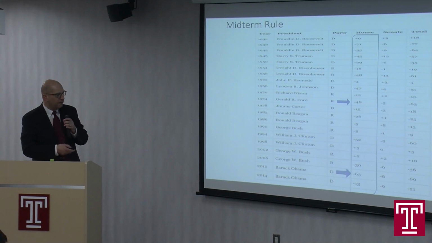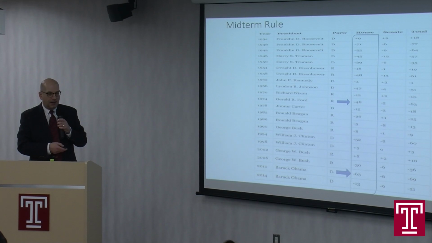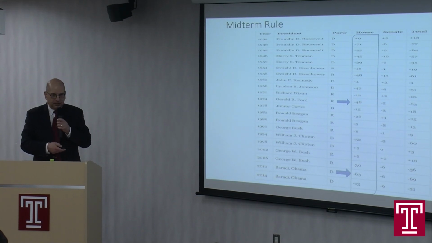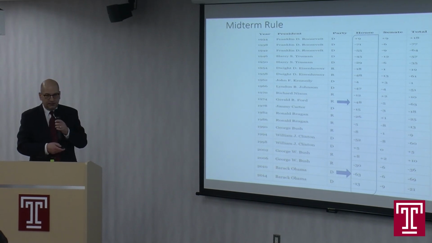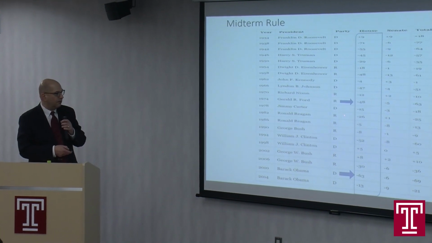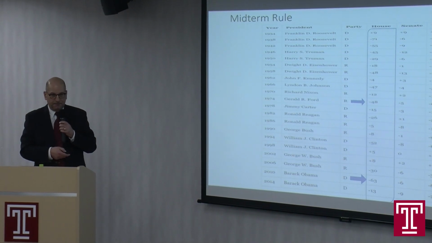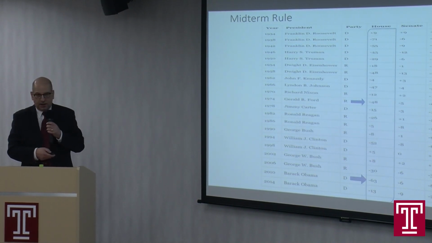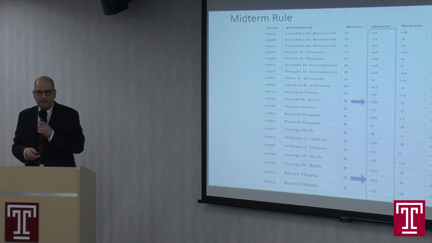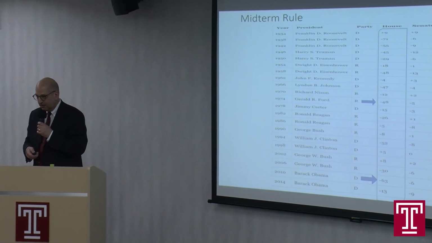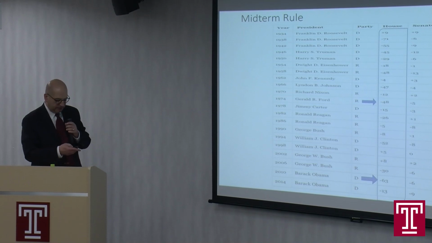What you also see here is you can't really take what happens at a midterm and use it to predict the future. Look at Ronald Reagan, right? He loses 26 seats in the House of Representatives. The Republicans do. Yet he goes on to a landslide victory in the next election. So you can't really make predictions.